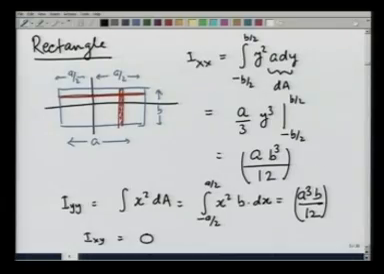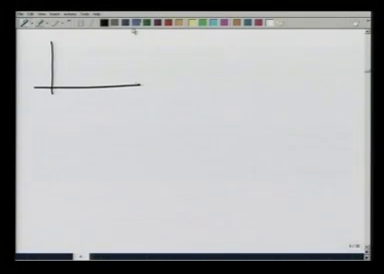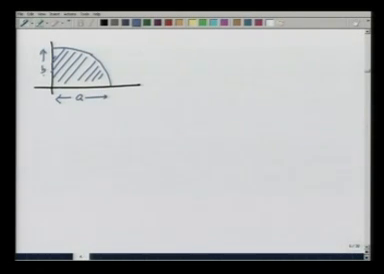As a third example, we will make it slightly more complicated, and I wish to calculate the second moment and product of area for an ellipse, a quarter of an ellipse here, with semi-major axis a and semi-minor axis b. The equation for the ellipse is x²/a² + y²/b² = 1.